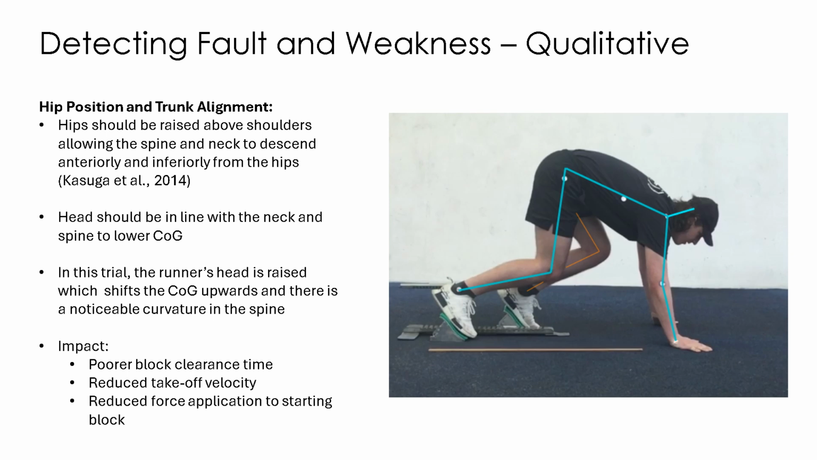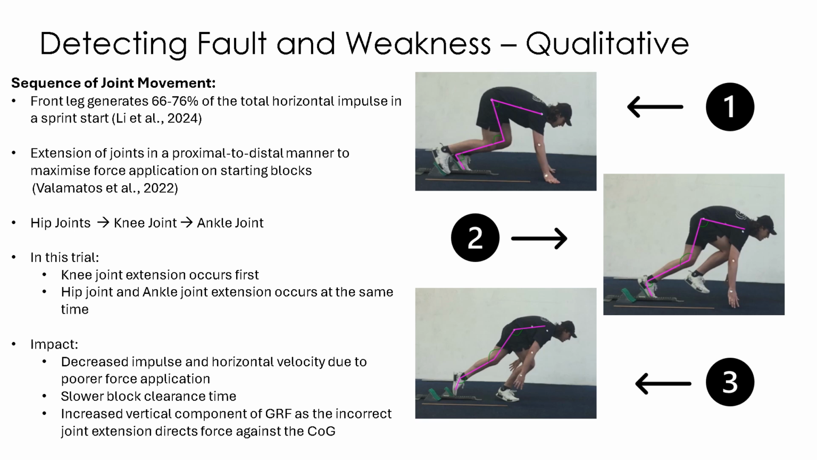Studies from both Lee et al. in 2024 and Velamatos et al. in 2022 found that the front leg generates 66 to 76% of total horizontal impulse in a sprint start, and that the sequential extension of front leg joints in a proximal to distal manner maximizes force application to the starting blocks. In the trial, knee joint extension occurs first, followed by the extension of the hip and ankle joints at approximately the same time.